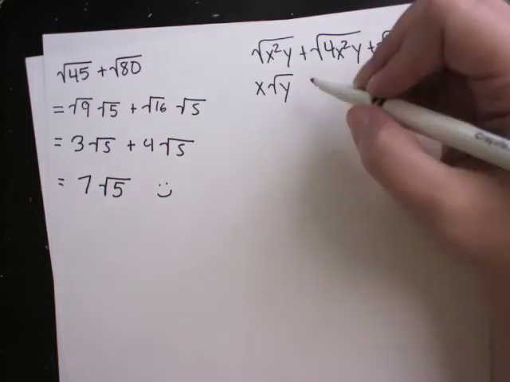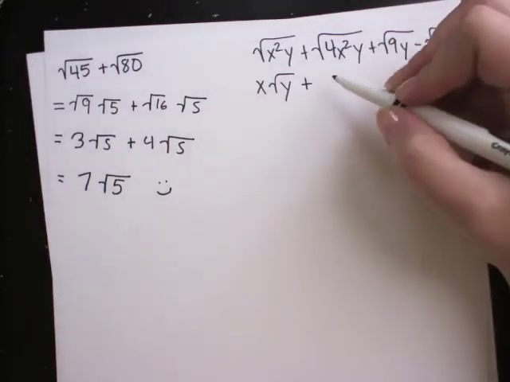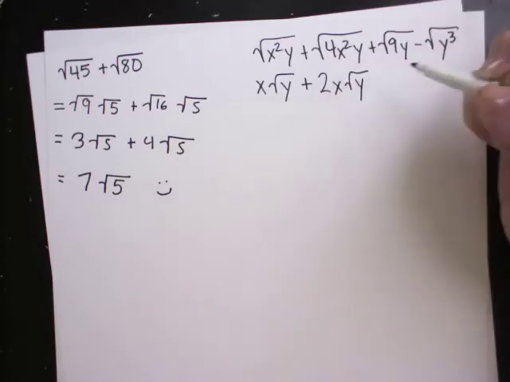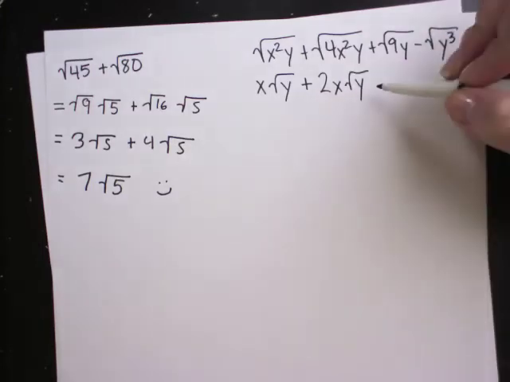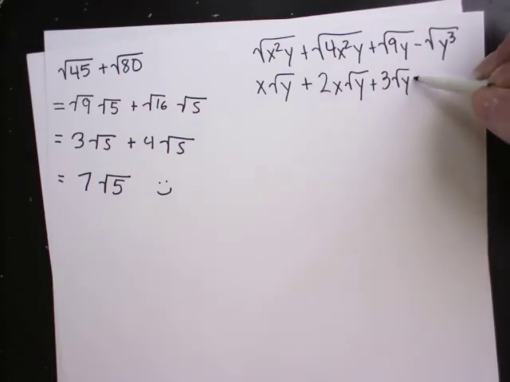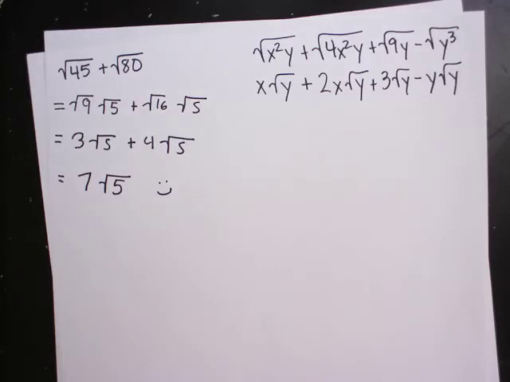So x and then square root of y. Then 2x, square root of y. Plus 3 square root of y. Is it y or y squared? Right, because it's y squared under the radical. When we take it out, it's just y. So they'll have y. Okay, now they all have the same radical. That's good.